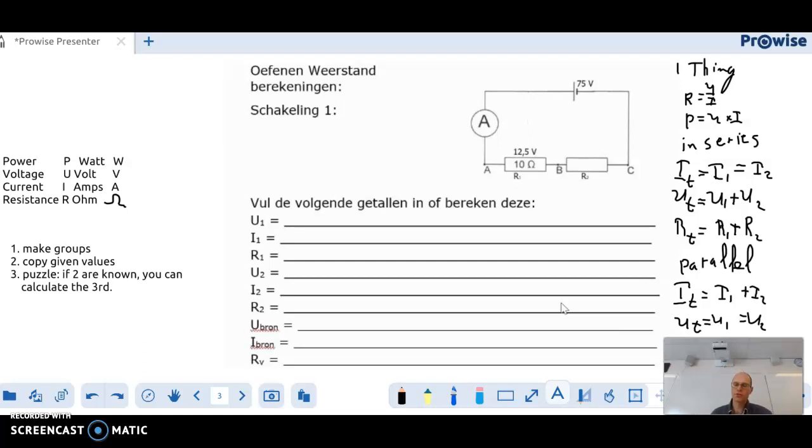What do I have? To the right, I have all the formulas. If we have one thing, this is one resistor, one light bulb, or one battery, then we have Ohm's law and the power formula. If it's in series, we have the formula for the current, for the voltage and for the resistance. And if it's parallel, we have a formula for the current and the voltage as well. These are things you simply need to know by heart. And over here, just as well, the four symbols and units.